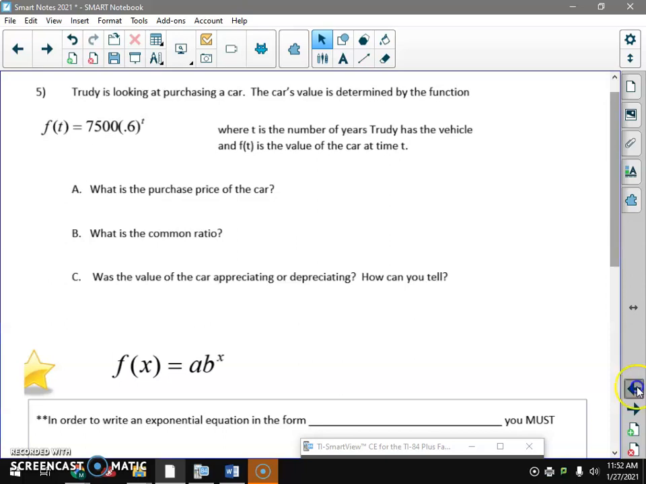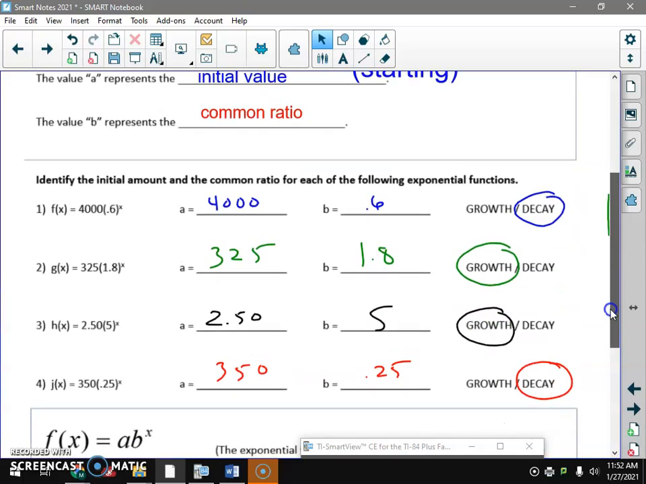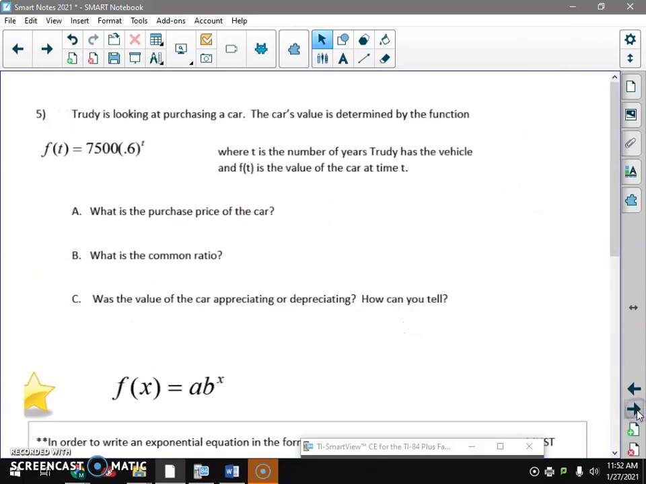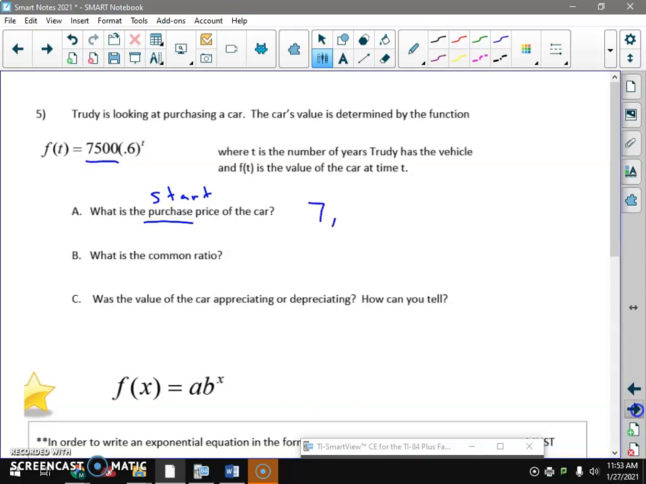And the new word we said, appreciating means going up. Another D word, depreciating, is going down. All right, 3 D words. So, what's the purchase price? Well, I would say the purchase price is also the starting price or the initial value, which goes in front. Trudy bought the car for $7,500.